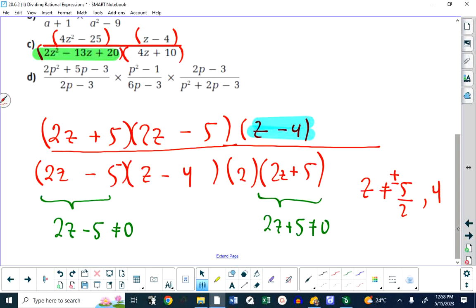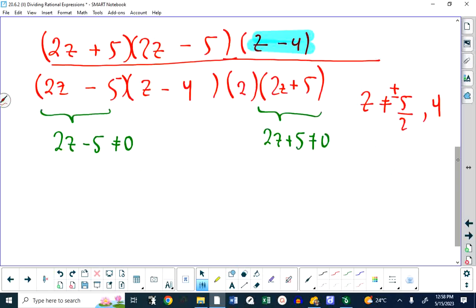And now we can do the canceling. I have a 2z plus 5. I have a z minus 4. I have a 2z minus 5. Boy, not much is surviving some of these today. What we're left with is 1 on the top. So if I ever say, what are we left with on the top? It's not nothing. It's the number 1. And we have 2 on the bottom.